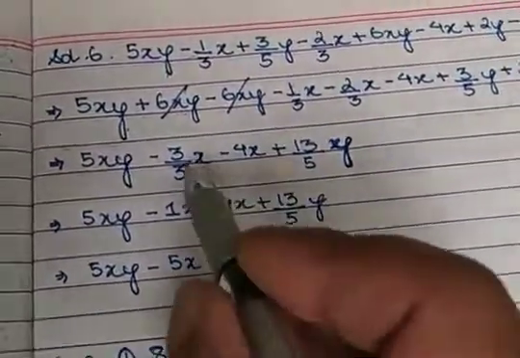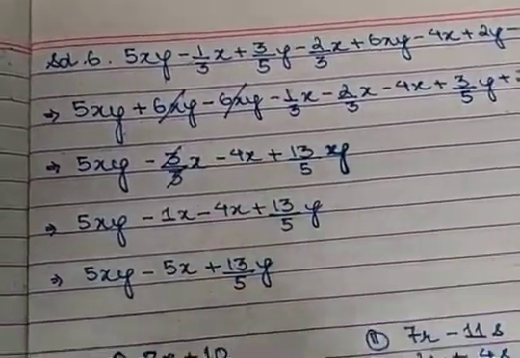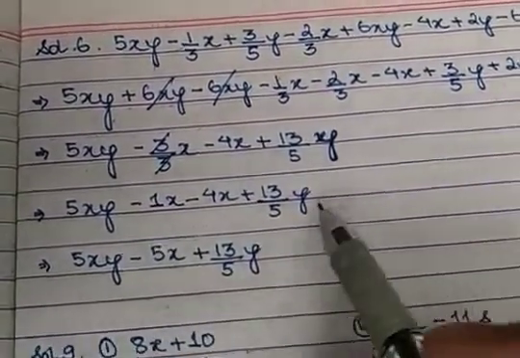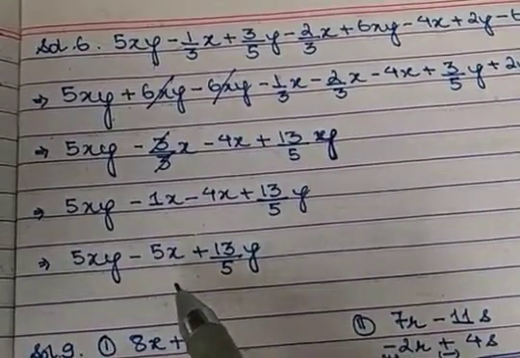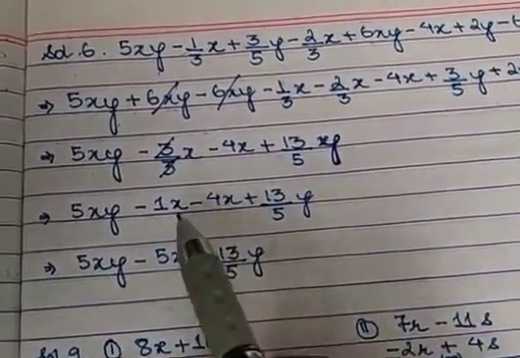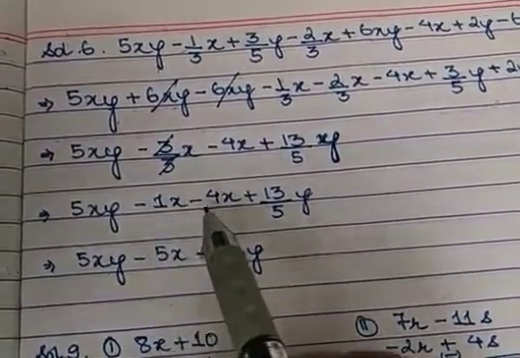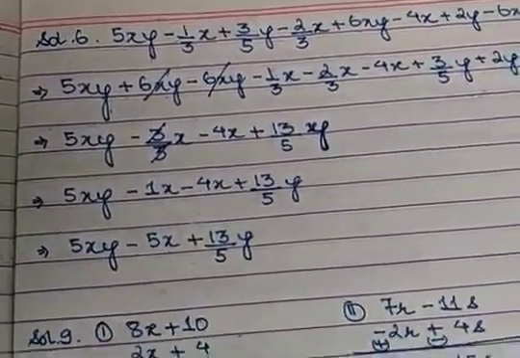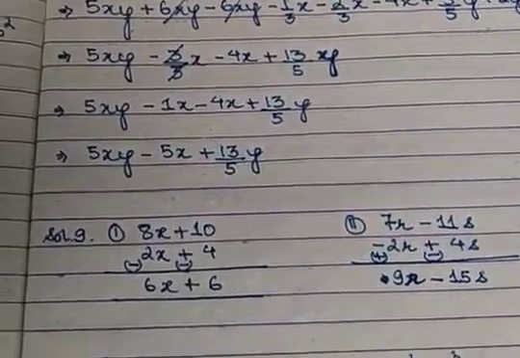Now what I get to see here is that 3 and 3 can be cancelled, so 1 will remain, isn't it? So 5xy minus 1x minus 4x plus 13 by 5 xy. Are we done here? No. Why? Because we still have like terms in the middle with the x variable, isn't it? Like terms with same signs are added, the sign remains the same, so it is minus 5x. Is it okay? I hope you kids have understood.